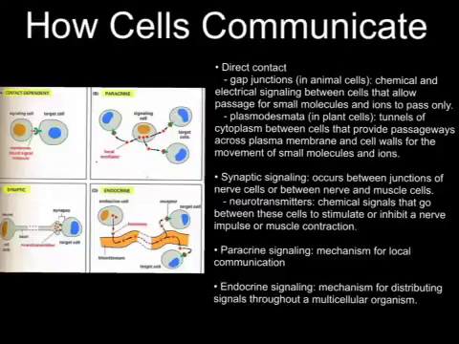Another cell communication method is paracrine signaling, which is a method for local communication, and endocrine signaling is another method, which is distributing signals throughout multicellular organisms.